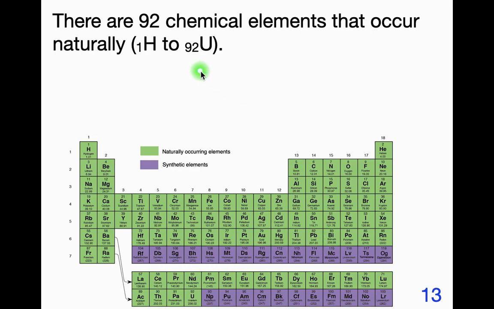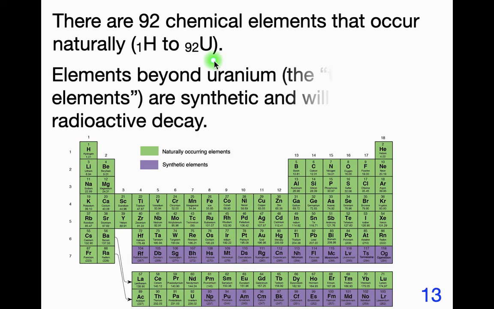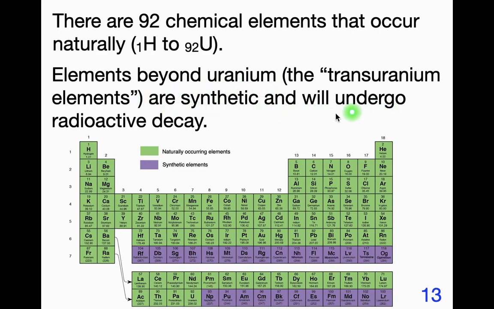There are 92 chemical elements that occur naturally, hydrogen to uranium. Elements beyond uranium are called the transuranium elements and are synthetic and will undergo radioactive decay. Synthetic means that they are artificially made. They're made in the lab.